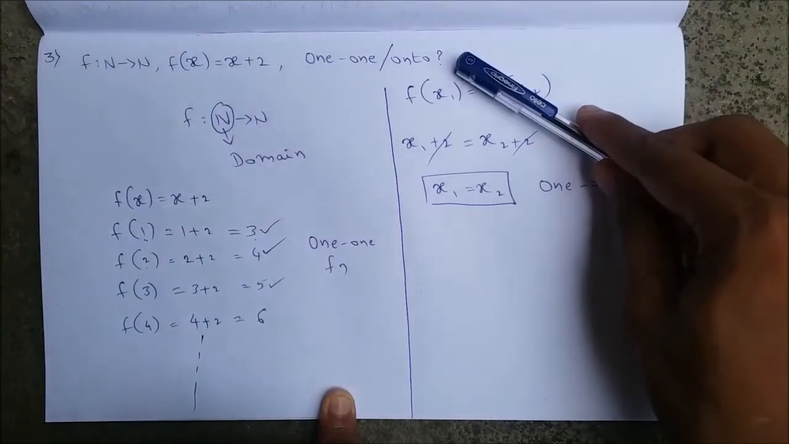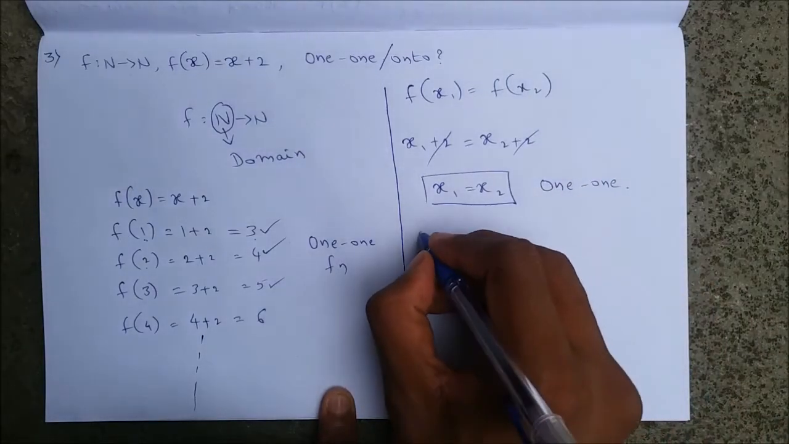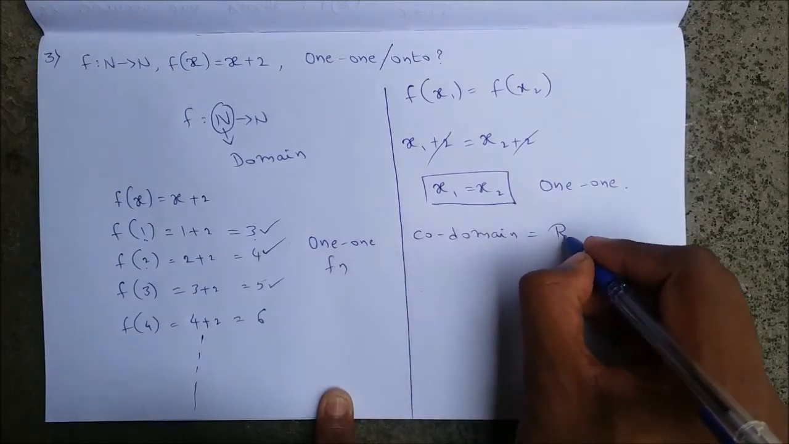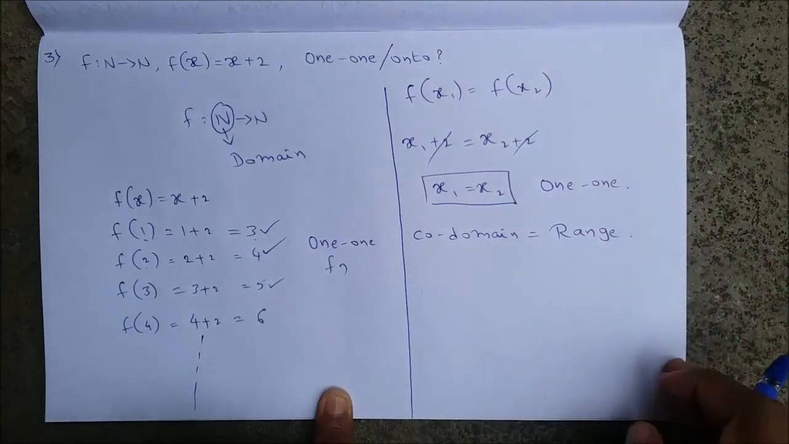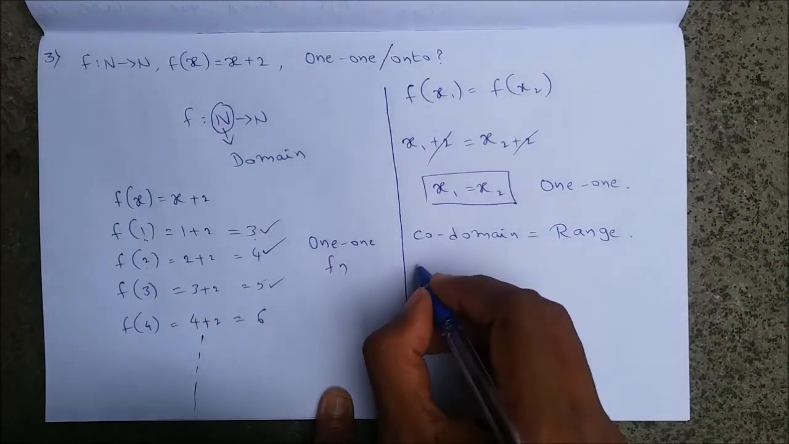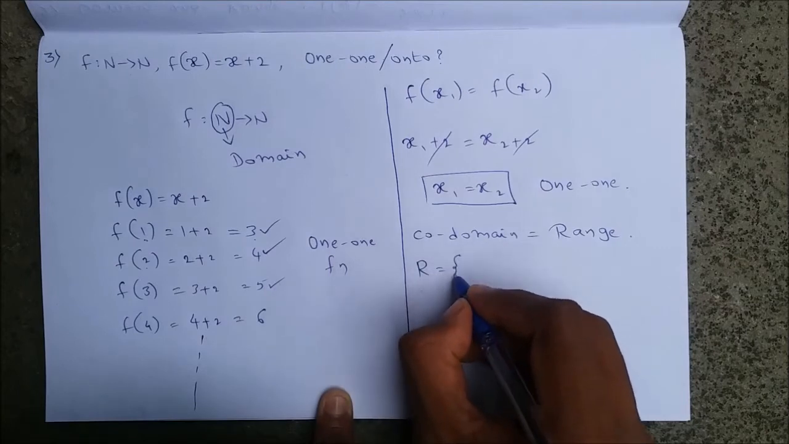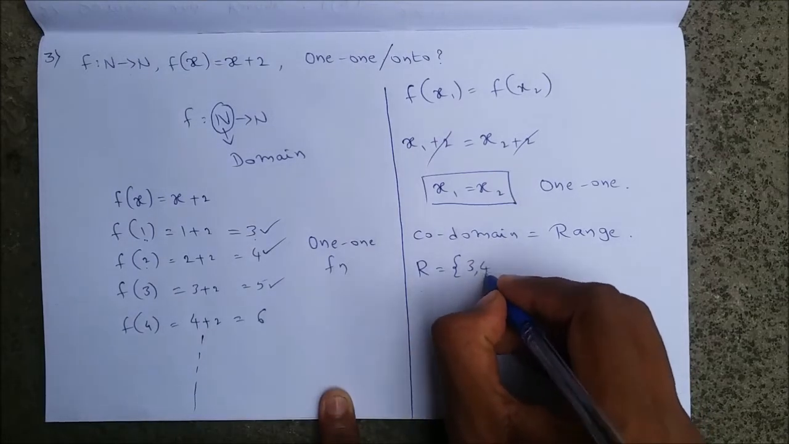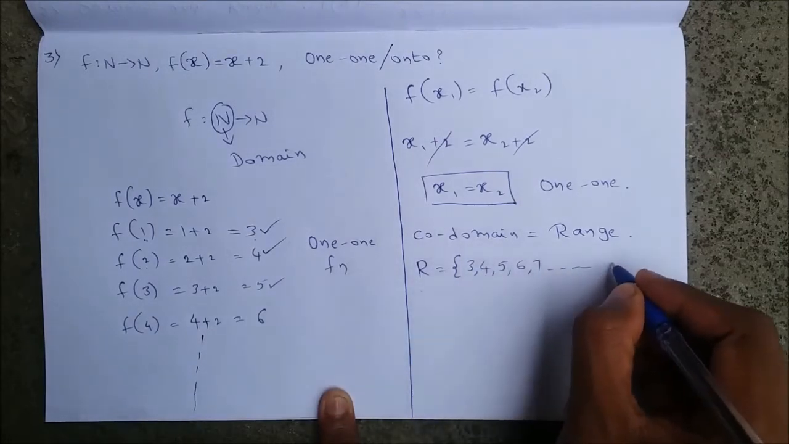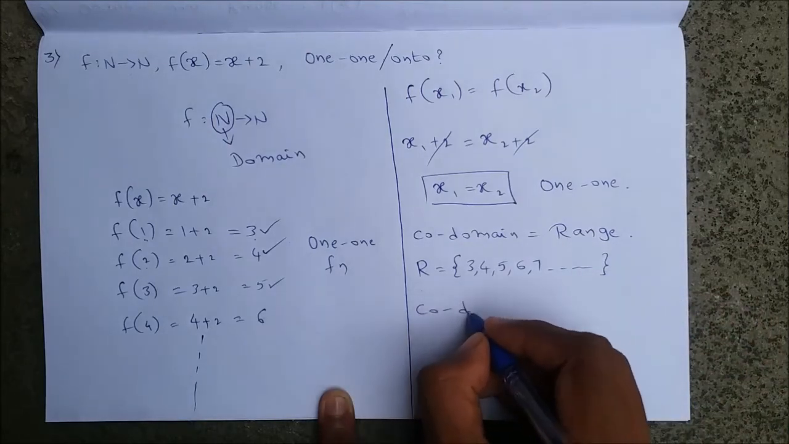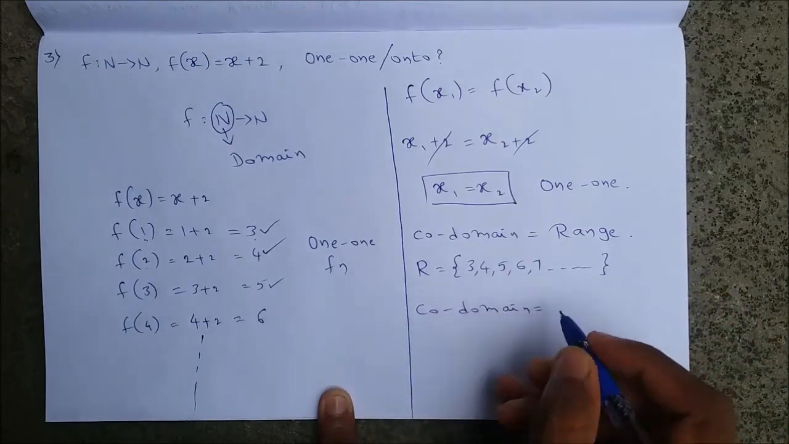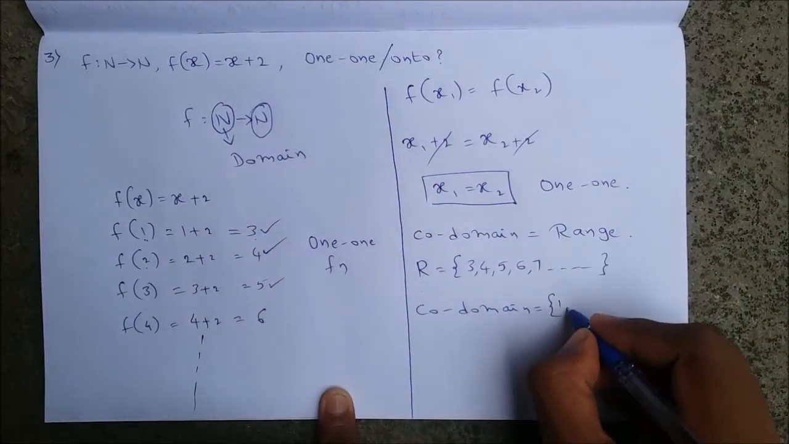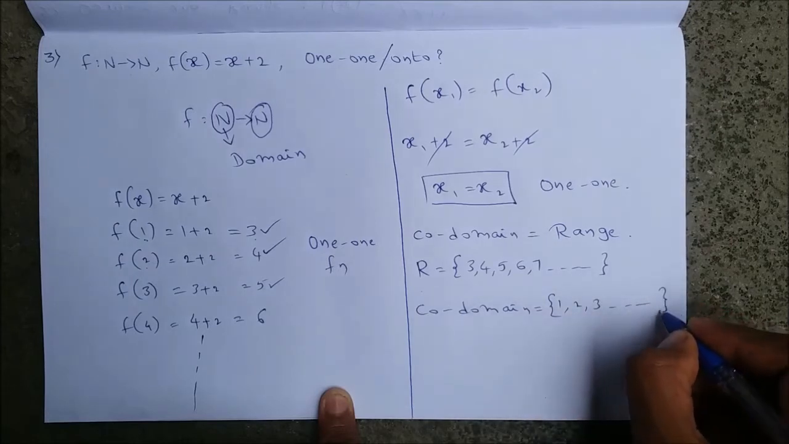Next, let us check for onto function. To be an onto function, the codomain of the given function should be exactly equal to the range of the function. So here the range is nothing but the answers we are getting. Just now we checked: number 3 is coming, 4 is coming, 5, 6, 7 and so on. And what about the codomain he gave? He gave clearly the codomain, that is nothing but the second letter, again capital N. So that is the natural numbers set, starting from 1, 2, 3, 4, 5, 6 and so on.